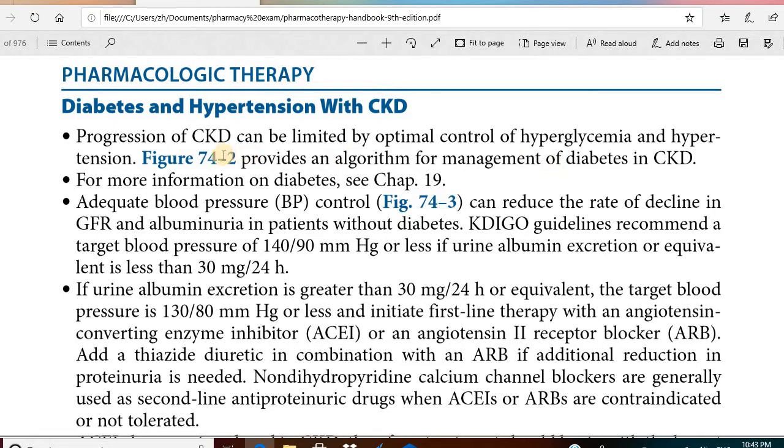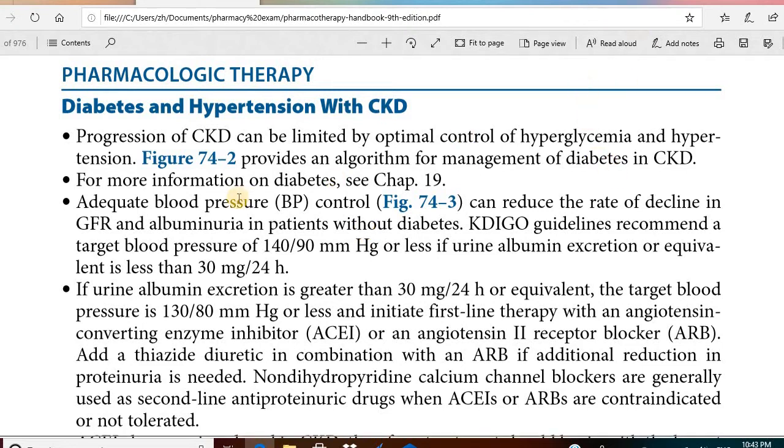So here they mention Figure 74.2 provides an algorithm for management of diabetes in CKD. So we are going to Figure 74.2, going downward. And the next point they are explaining is adequate blood pressure control. In Figure 74.3 they are telling you about blood pressure control, which can reduce the rate of decline in GFR in albuminuric patients without diabetes. So if the patient has high blood pressure, you have to control it so that your GFR category stays normal and you do not develop albuminuria.